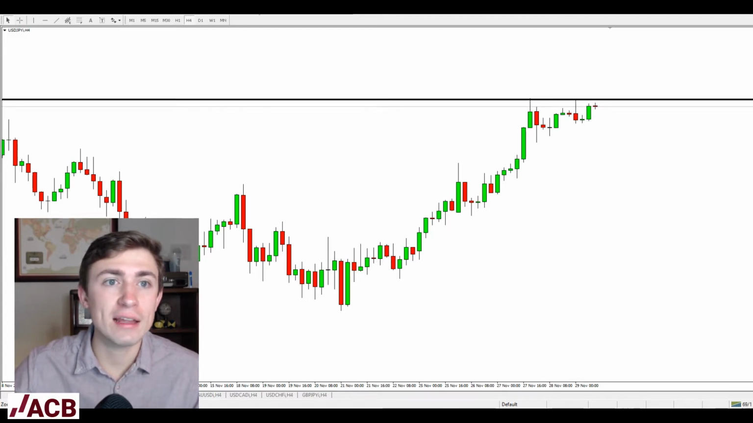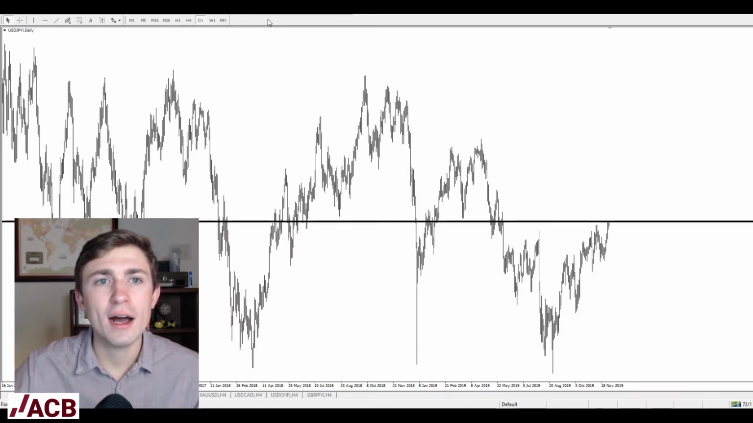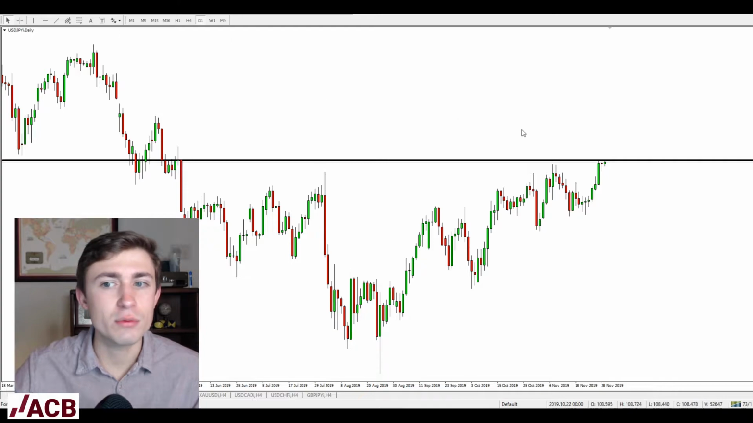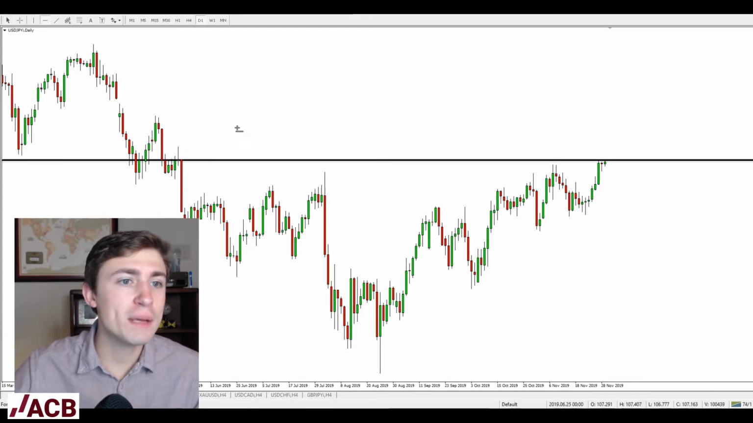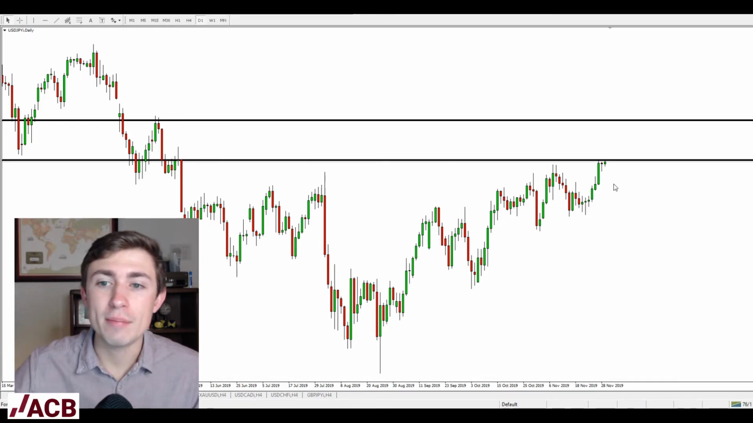If we do break through that level, we'd have to back up to see, is there even anything relatively close in terms of structure? You can see we are looking very bullish right now. We could be headed up to test an area like this, which is the 110.55 area. That might be something to consider.